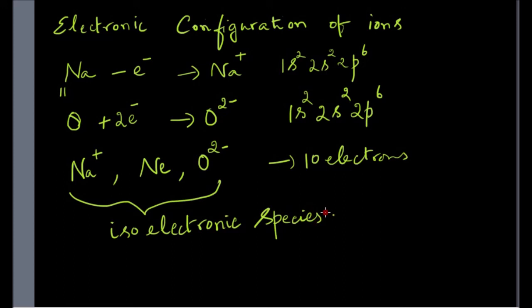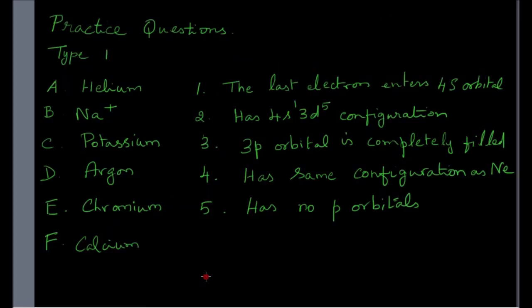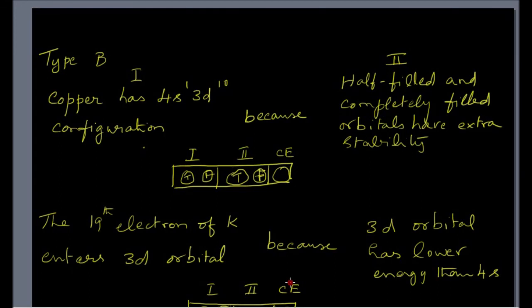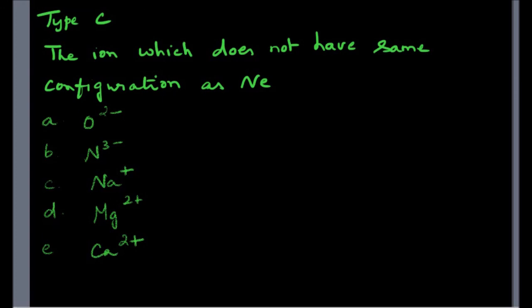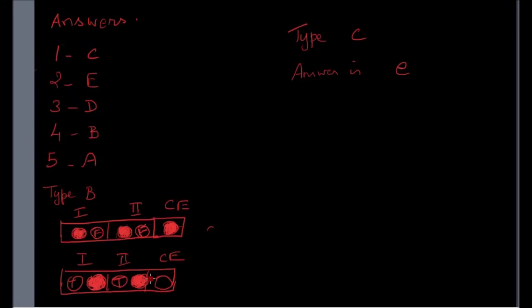Following this discussion, I have given you a short practice test. You have 5 questions under type A, 2 questions under type B and 1 question under type C. Please answer these questions with what you learnt in the discussion. I have provided the answer key here, so you can check your answers with the answer key. Thank you.